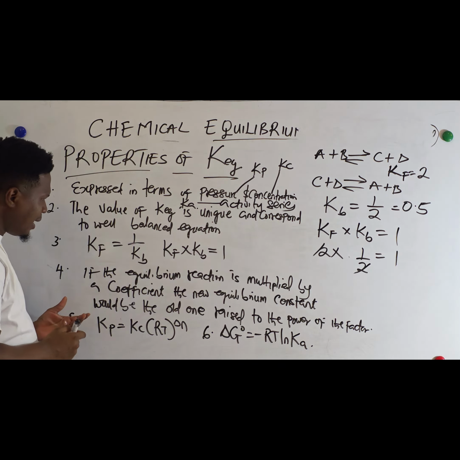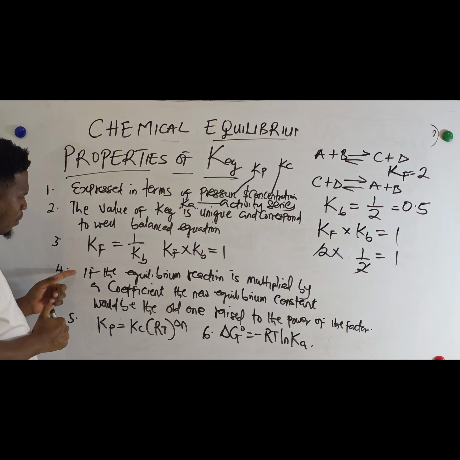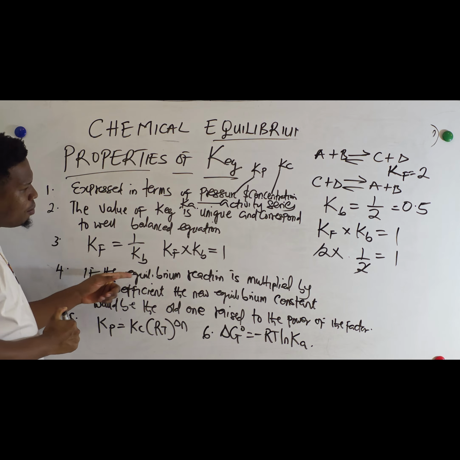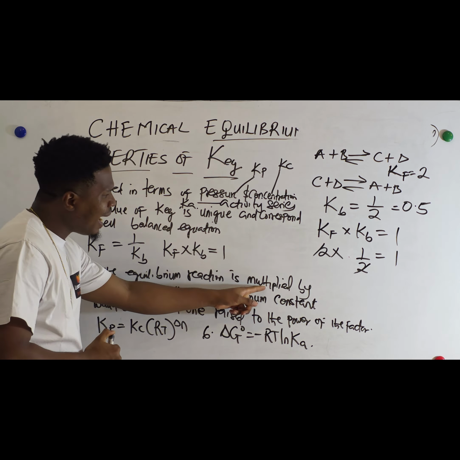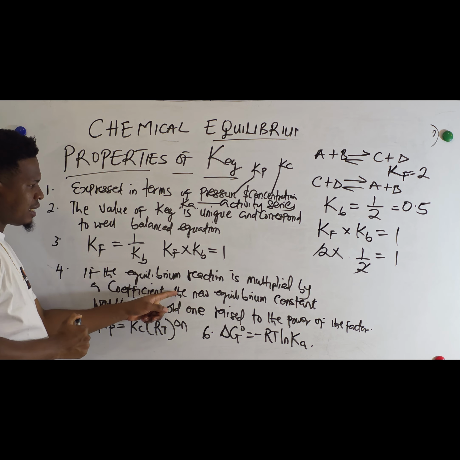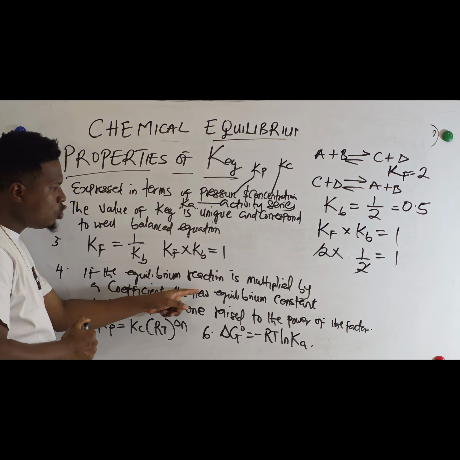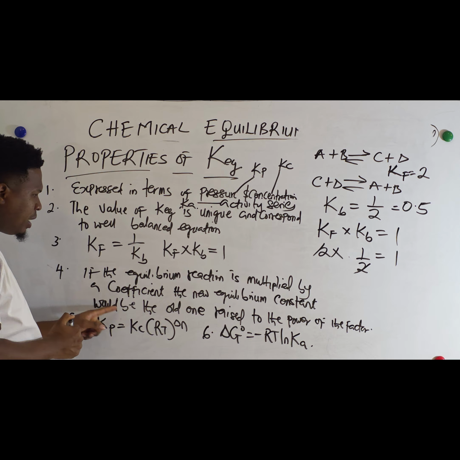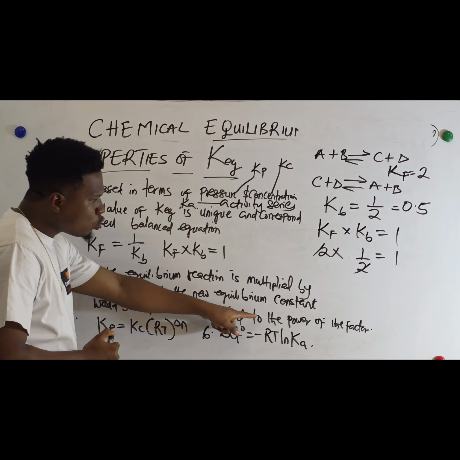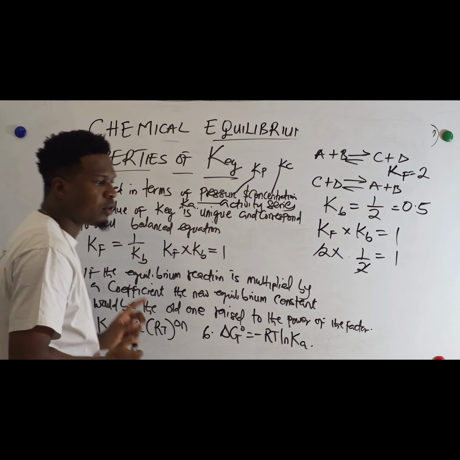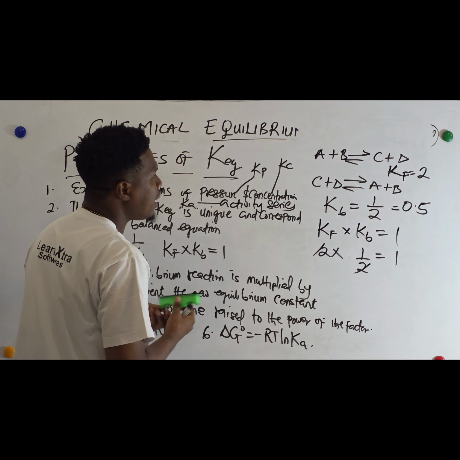Now the next one: if the equilibrium reaction is multiplied by a coefficient, the new equilibrium constant would be the old one raised to the power of the factor. Let me quickly explain this.